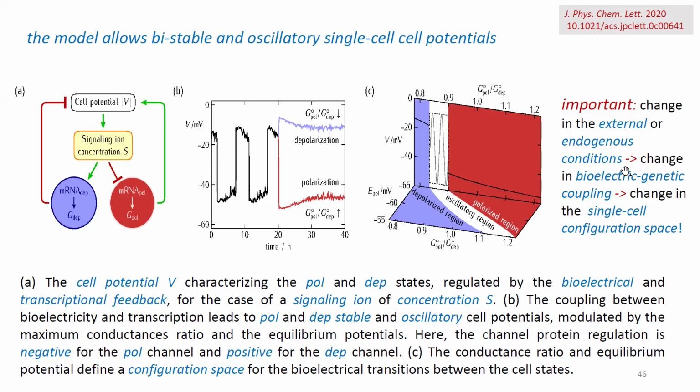It is important to emphasize that if you change the external or the endogenous conditions, you get a change immediately in the context-sensitive bioelectrical genetic coupling, and then you can change the single cell state, moving, for instance, from the polarized to the oscillatory regime or from the oscillatory to the depolarized regime. So in this case, you can have a theoretical phase space that can try to suggest or can try to explain external actions or endogenous processes within the cell.